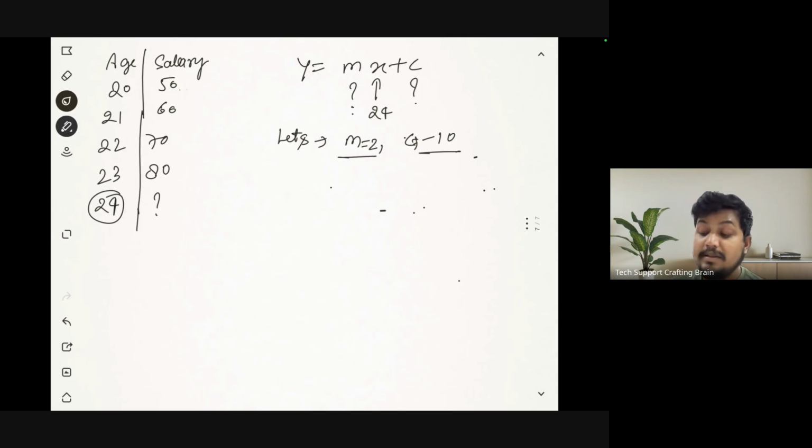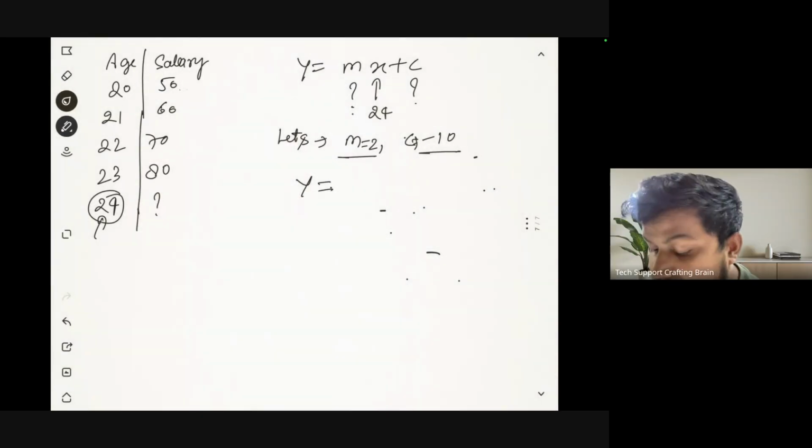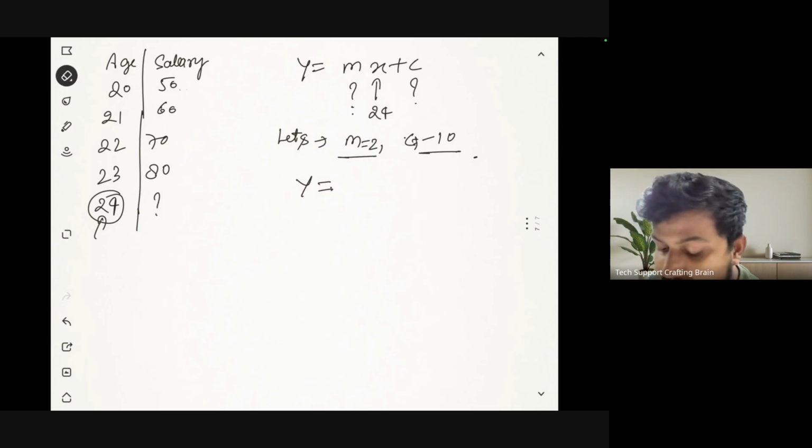So we know the m value and the c value now. The x value was 24. M value we know, c value we know. So can we calculate y or not? Yes or no, guys? Obviously, yes.